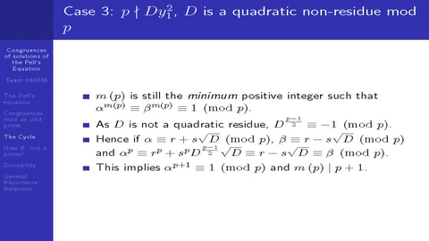So here, that's why I'm obsessed with the field extension. Np will still be the minimum positive integer such that alpha to the power Np is congruent to 1 mod p. However, in this case, since the root is not in the original field, we have the relations shown here. So this implies that the multiplicative order will divide p plus 1.